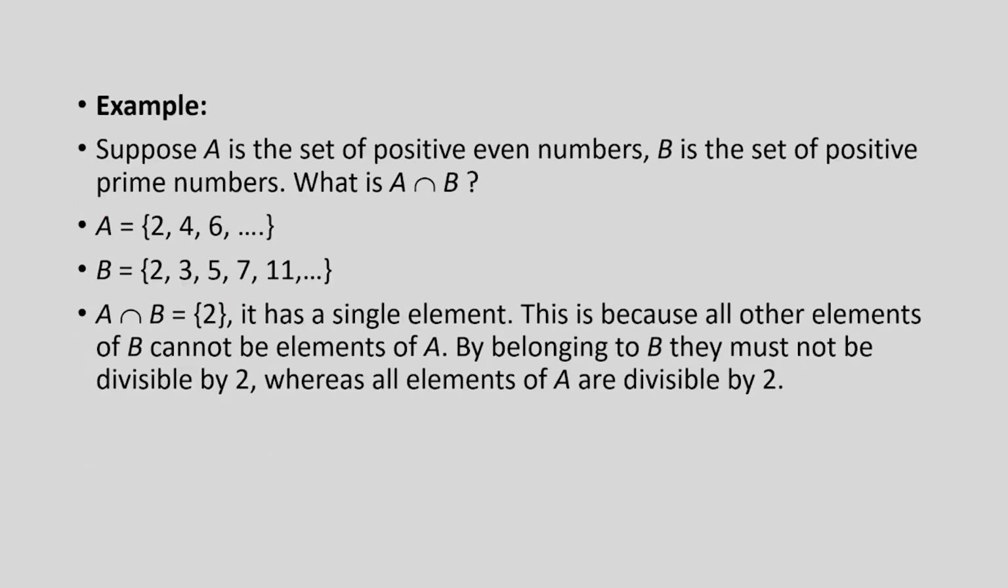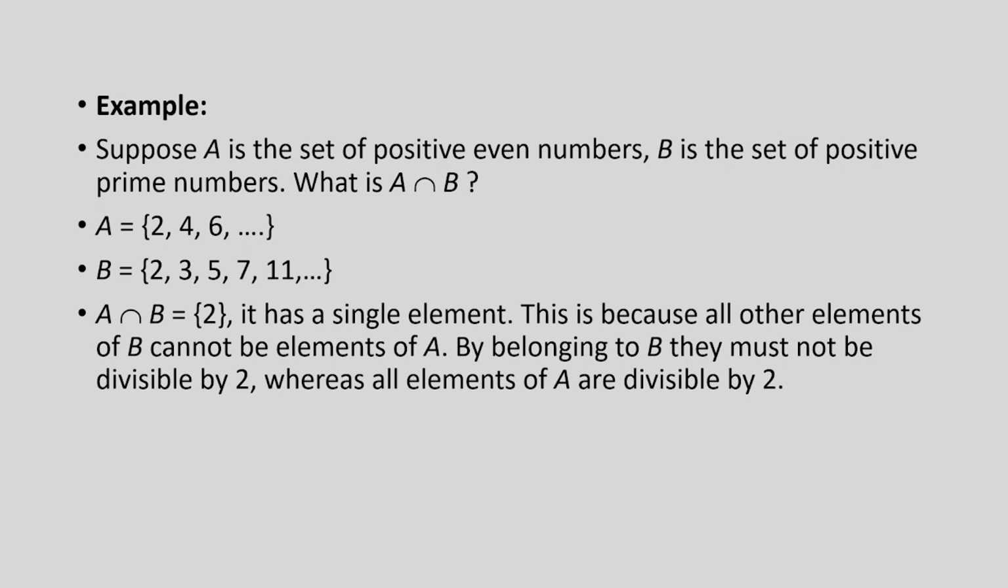Another example: if I am considering infinite sets, how does it look? Does the problem become more difficult? Suppose A is the set of positive even numbers, and B is the set of positive prime numbers. What is A intersection B?